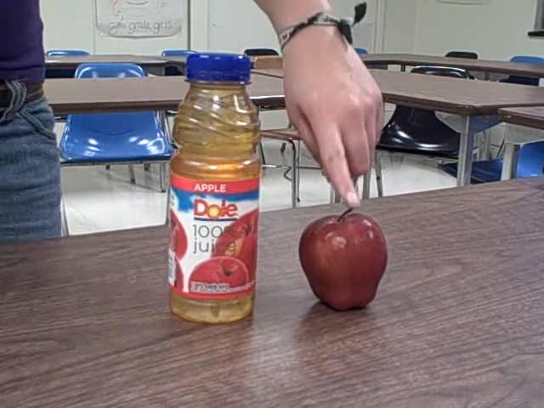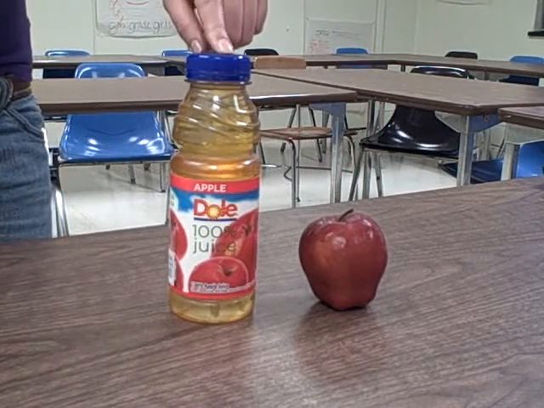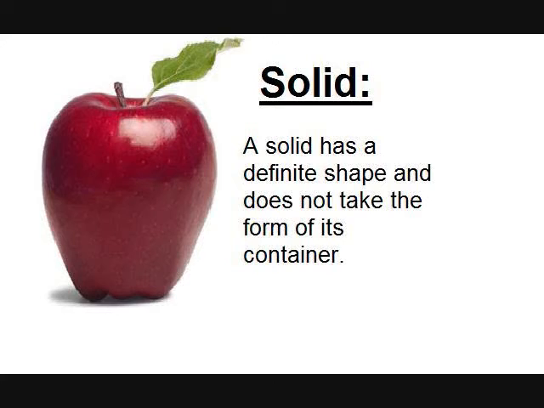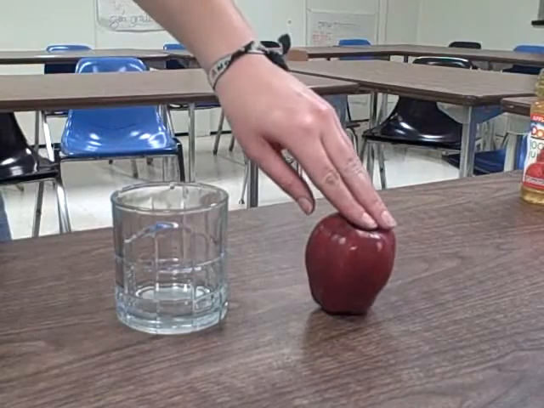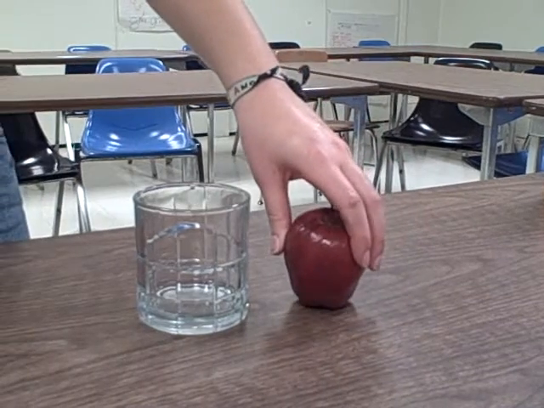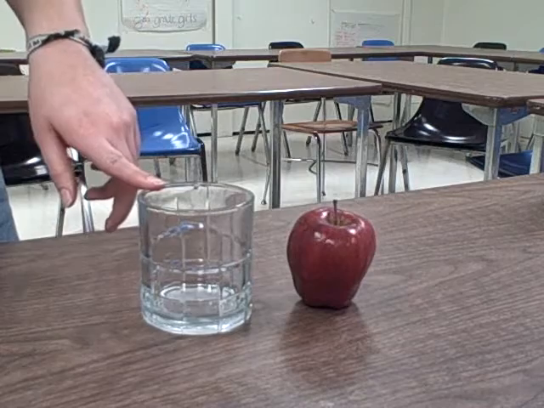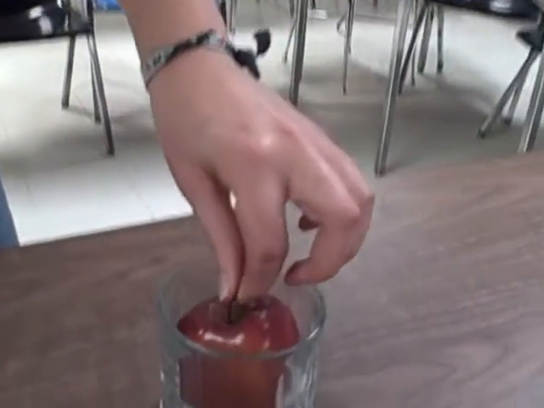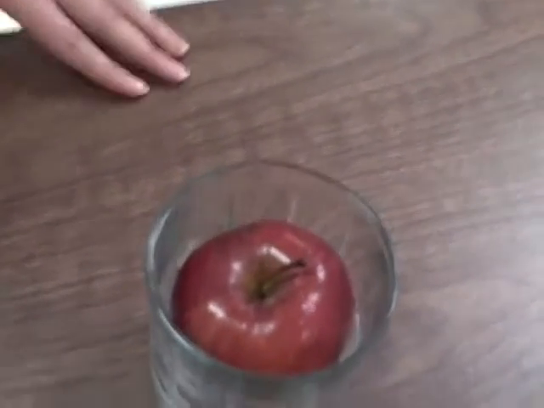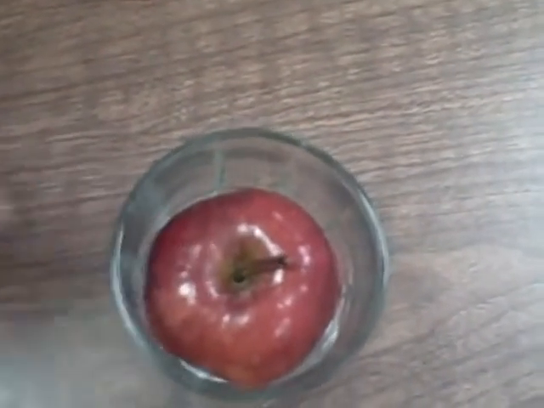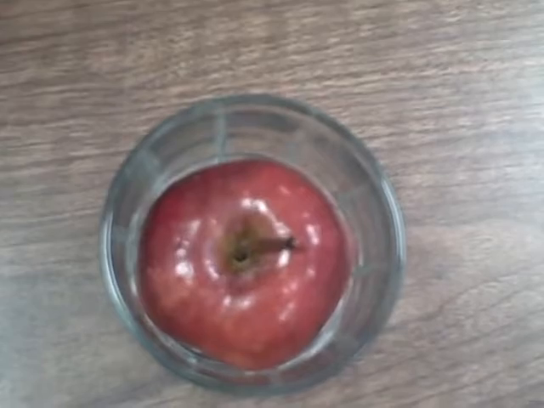Now we're going to compare an apple to apple juice. A solid has a definite shape and does not take the form of its container. This is the apple. It is considered a solid because it has a definite shape, and whenever we place it into this glass, it'll still look like an apple and keep its shape. And as you can tell, it's still in the shape of an apple and it did not fill its container.